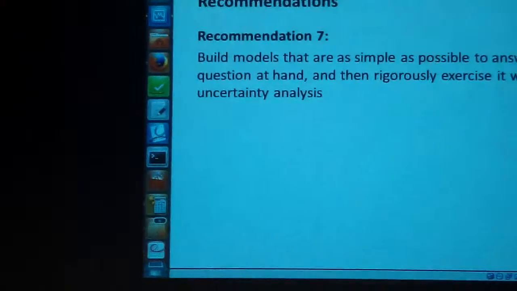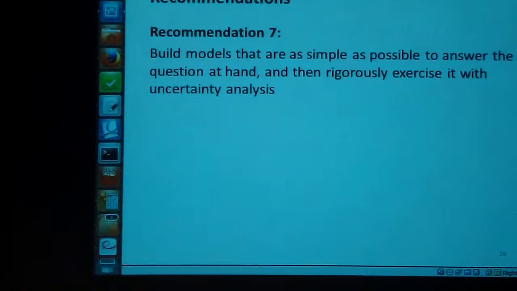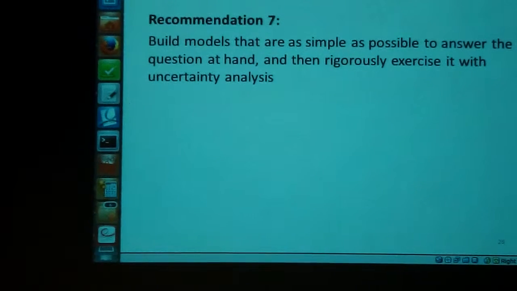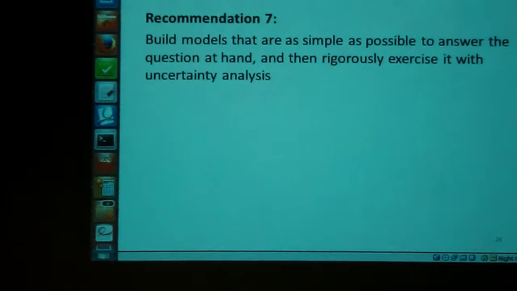And then finally, recommendation 7. This wasn't in the paper, but it's just kind of my general philosophy: build the model to be as simple as it possibly can be to answer the question at hand, but no simpler, and then expend the computing power to do the uncertainty analysis. So hit the model hard with uncertainty analysis to try and figure out how much variation there is in the results.